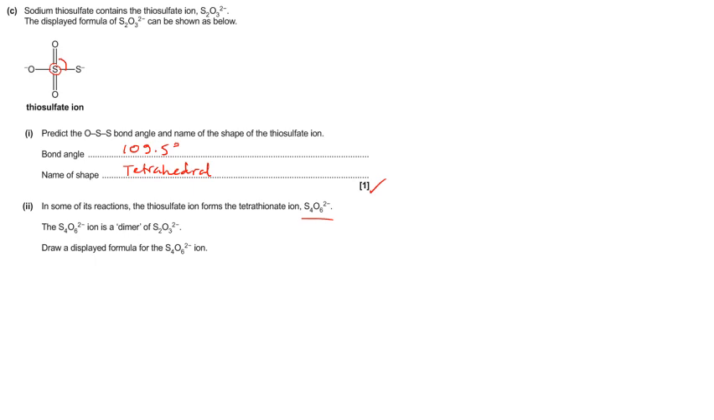Right, so now we have to draw the displayed formula for the tetrathionate ion. And how you can think about this is, notice that we've got a minus charge on this sulfur and a minus charge on the oxygen here. So if we drew another one as it's drawn, we've got O-, bond, sulfur, oxygen, sulfur minus, double bond, oxygen.